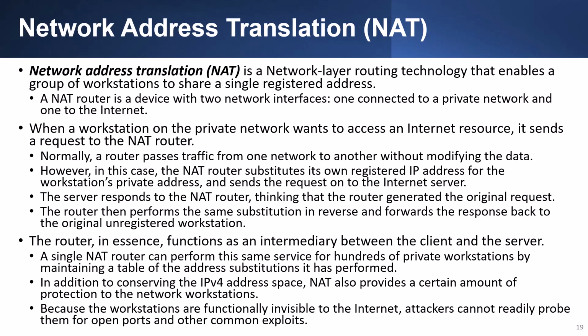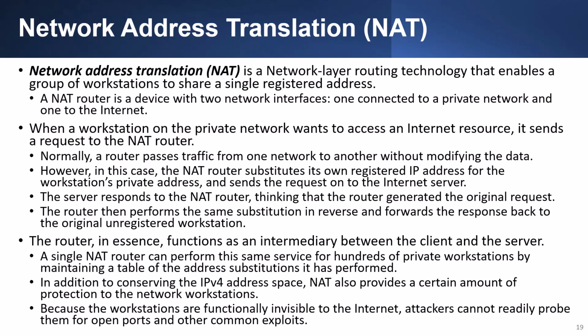Network address translation, or NAT, is a network layer routing technology that enables a group of workstations to share a single registered address. A NAT router is a device with two network interfaces, one connected to a private network and one to the internet. When a workstation on a private network wants to access an internet resource, it sends a request to the NAT router. Normally, a router passes traffic from one network to another without modifying the data. However, in this case, the NAT router substitutes its own registered IP address for the workstation's private address and sends the request onto the internet server.